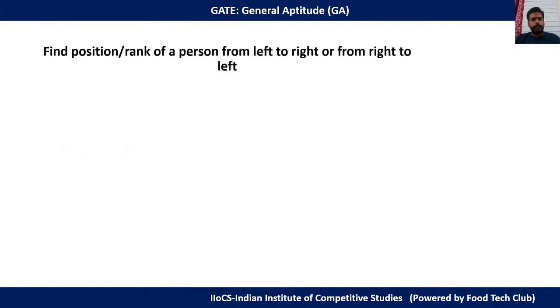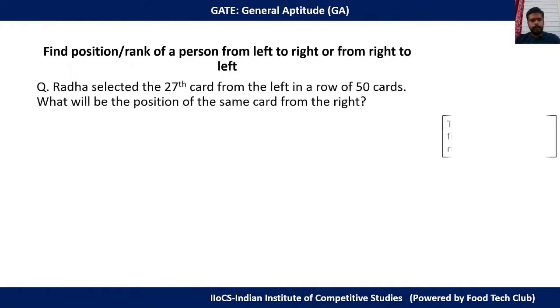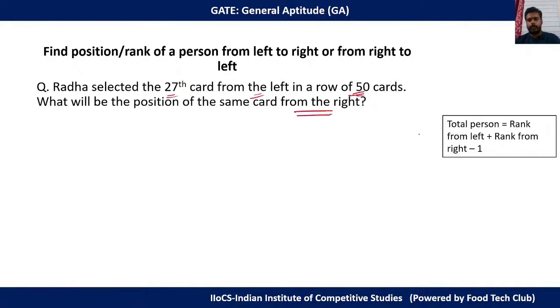Find the position or rank of a person from left to right or from right to left. This is another problem. What will be the solution for this? Radha selected the 27th card from the left in a row of 50 cards. So the total number of cards is given, and the position from the left is given. In the earlier problem, we found the left position. Now here the left position is given, I'm counting from the left side. So what will be the position of the same card from the right? My formula will be the same.